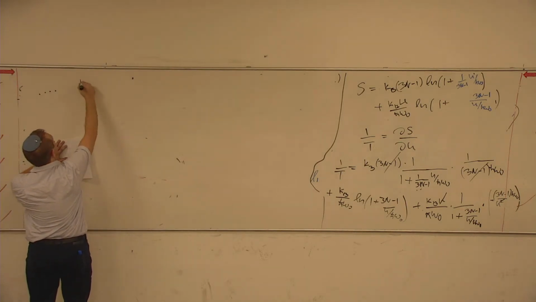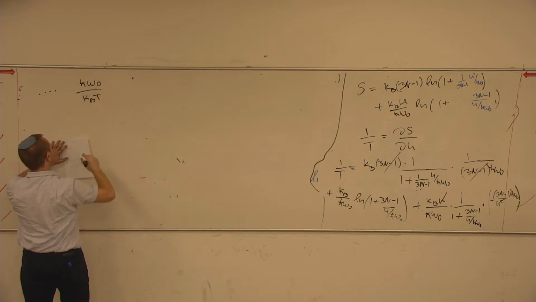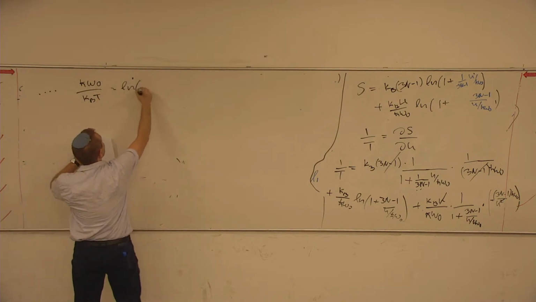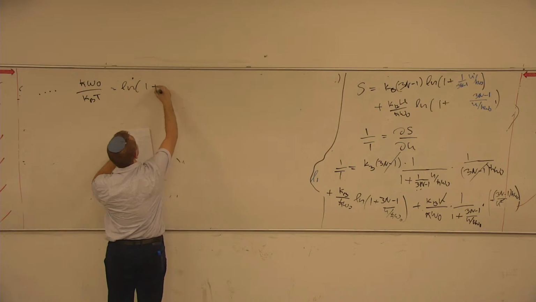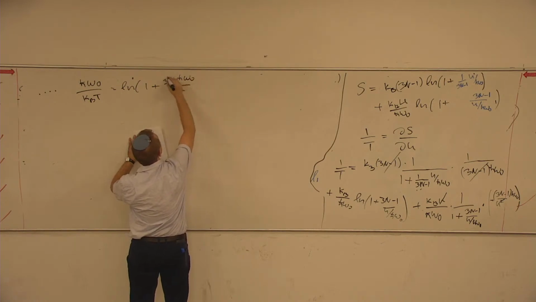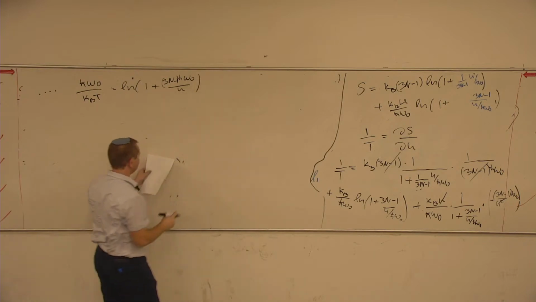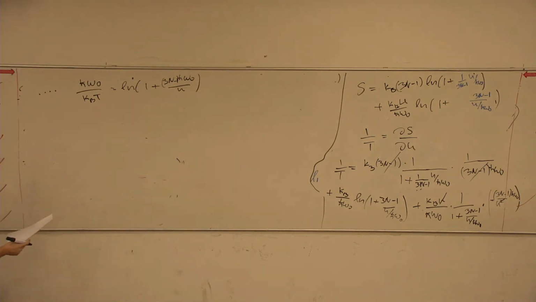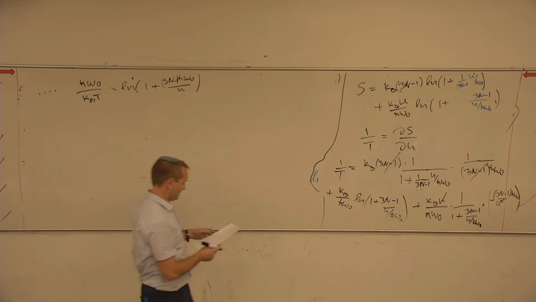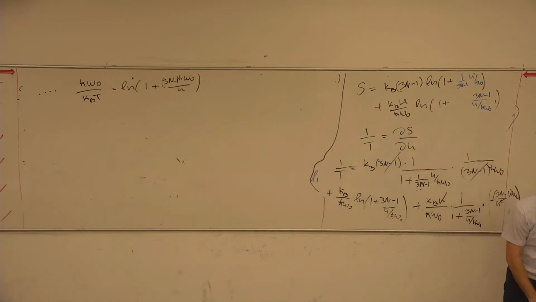And after I took everything into account, I reached the following extremely simple line, which is A bar divided by k Boltzmann T equals log of 1 plus 3n h bar omega 0 divided by U, 3n minus 1. This is it. Okay. This is as simple as that.